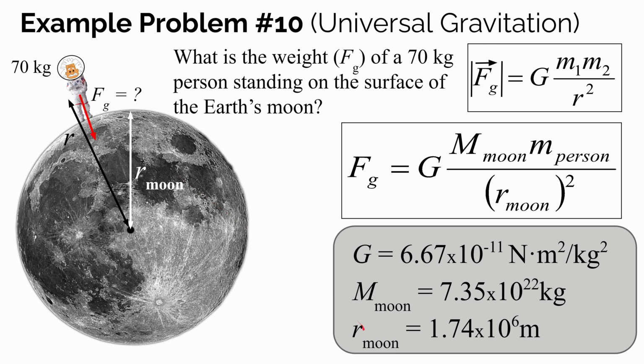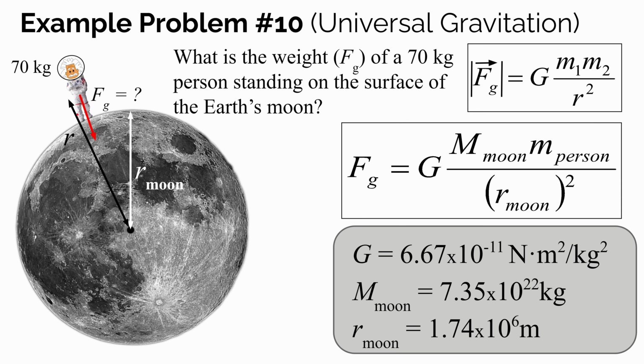Let's think about this. The moon's radius is 1.74 times 10 to the 6th meters. That's 1,740,000 meters. If we just add half the height of a person, for simplicity's sake, let's say it's 1 meter, we're adding 1 more meter. Either we're plugging in 1,740,000 or we're plugging in 1,740,001. That additional meter doesn't really change our answer much.